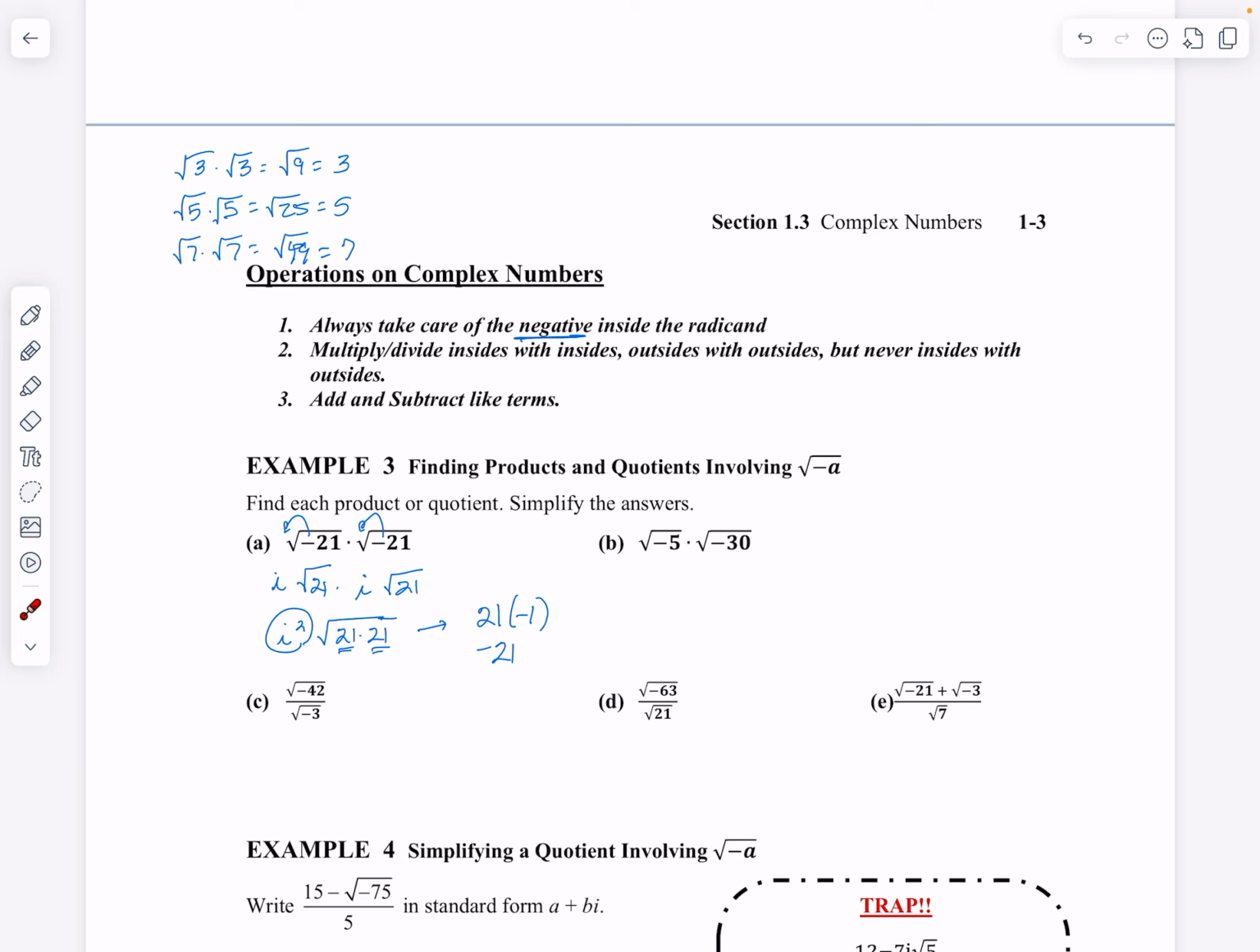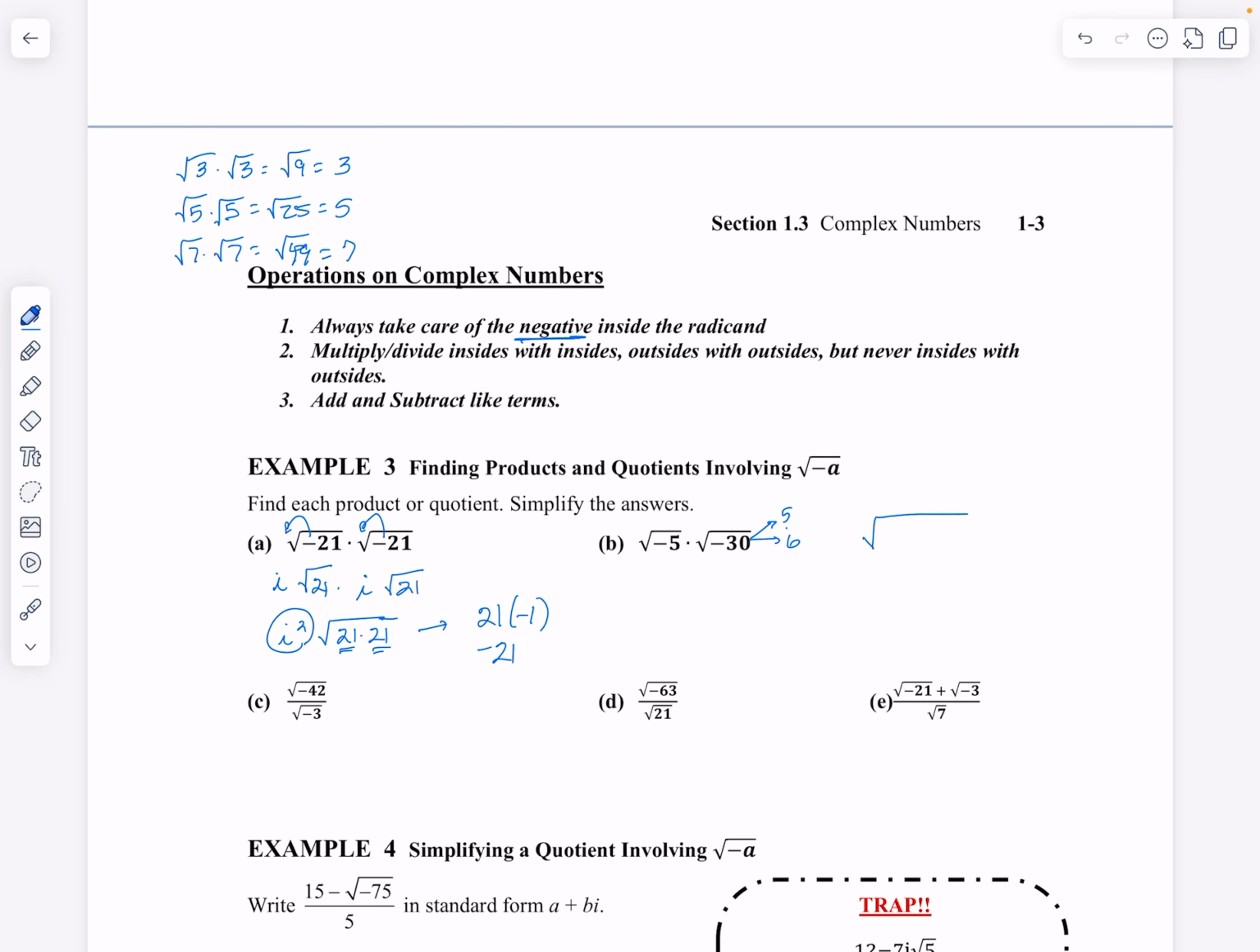So I like to think of this 30 as 5 times 6. So underneath my radical, I'm going to have a 5 and a 5 and a 6. Okay, I also have my two negatives. So my two negatives, notice that one's going to come out as an i, and that one's going to come out as an i. So I'm going to just go ahead and say i squared there.